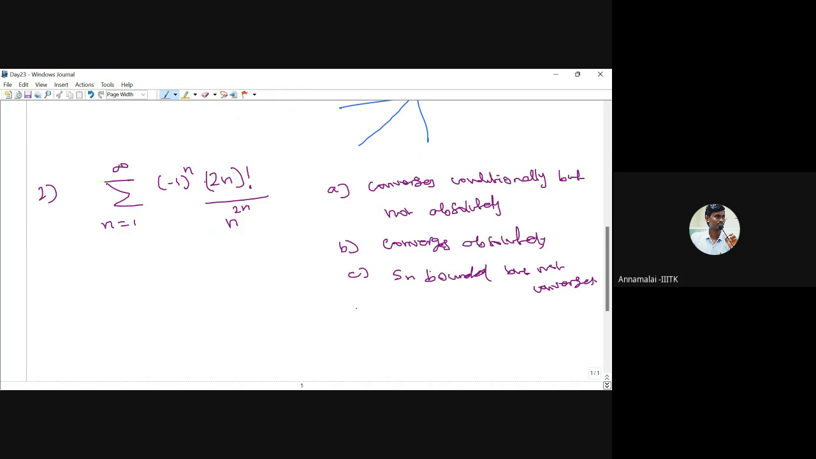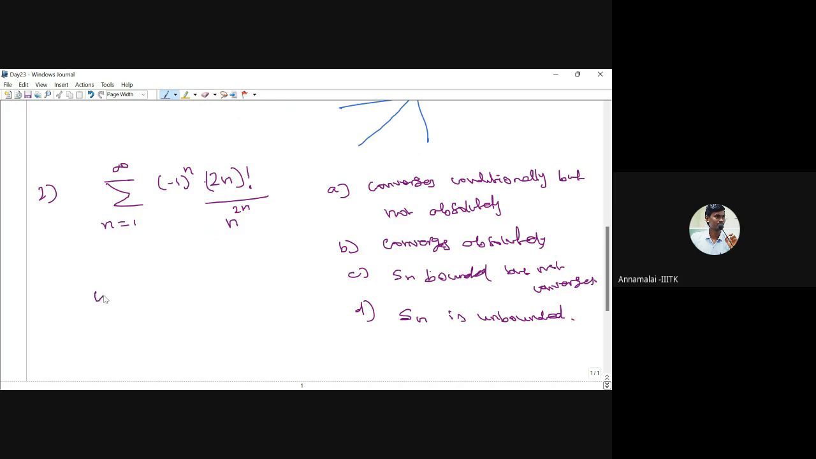And the last option: the sequence of partial sums Sn is unbounded. Now, here they're talking only about conditional convergence and absolute convergence. Therefore, we take the modulus of this one.